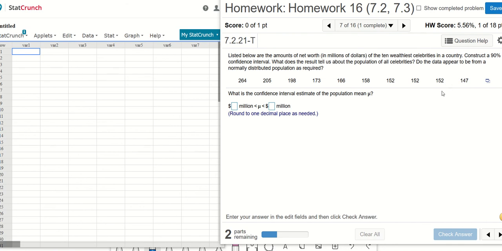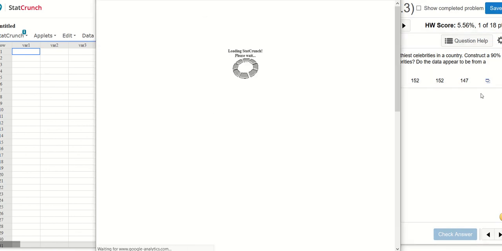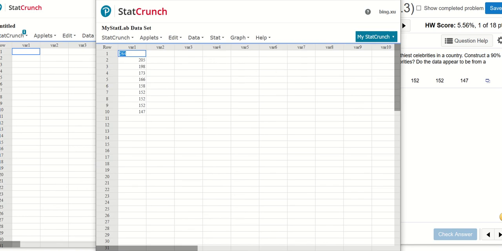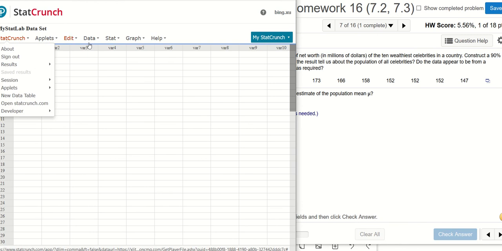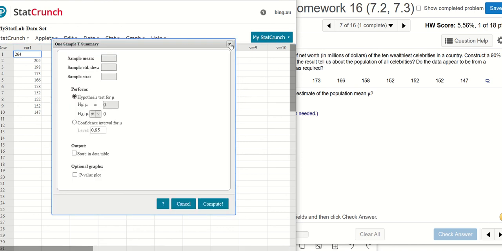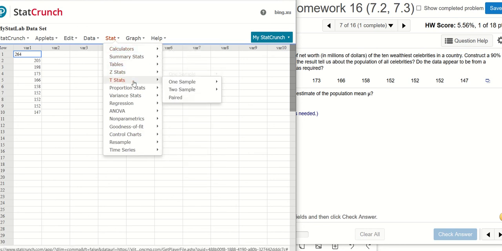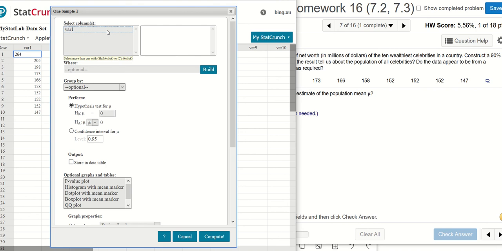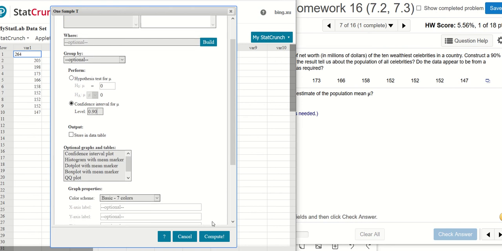Let's find out. Okay, since we're dealing with a set of data, we can use StatCrunch. Open in StatCrunch. So the data will be put in StatCrunch in a row. And we go to Stat, T Stat. And one sample here is with summary. Sorry, it's not with summary, with data. So T Stat, one sample with data. I choose the column of the data, variable 1, and pick the confidence interval for mu. The confidence level is 90%, so level 0.90. Okay, and then compute.